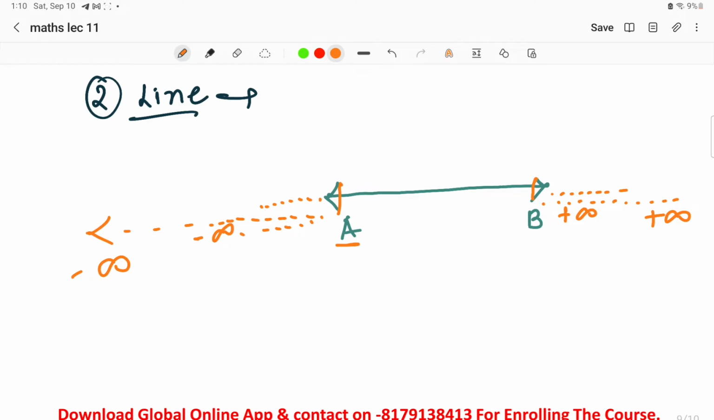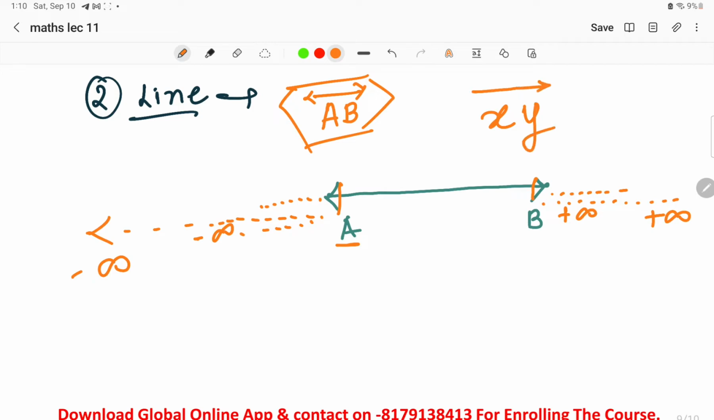Now in line we have to keep one thing in mind. If we are indicating this AB as a line, we will denote it as AB in this way. Symbolically the line can be represented like this. For example, if XY is the line, we will indicate it by the double-headed arrow. Okay, in this way we are indicating the line.